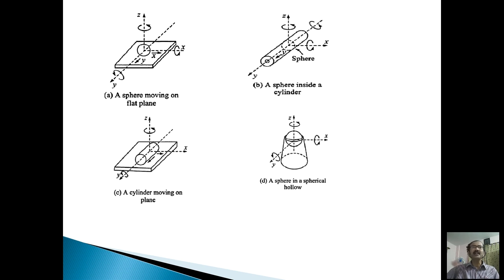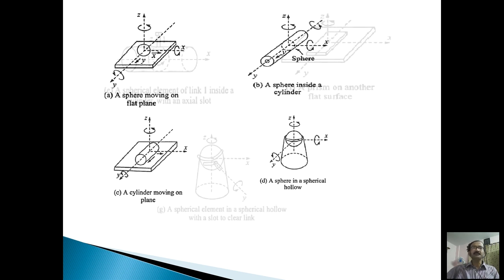In diagram D, that is a sphere in a spherical socket. So in this case, there are 3 restraints. There are 3 restricted motions in the translatory motion and there is no restriction in the rotary motion. So the total number of restraints is 3. So in this case, it is in the class of pair 3 and its degree of freedom is 3.